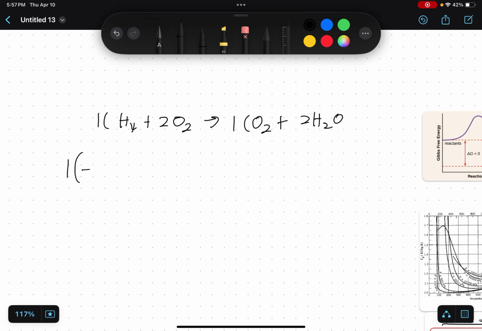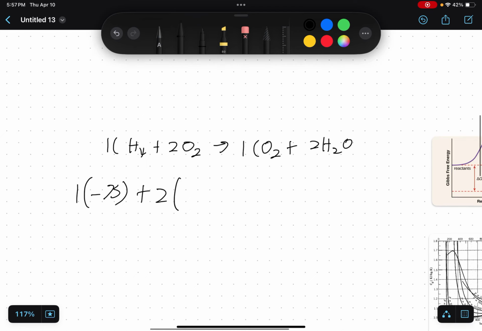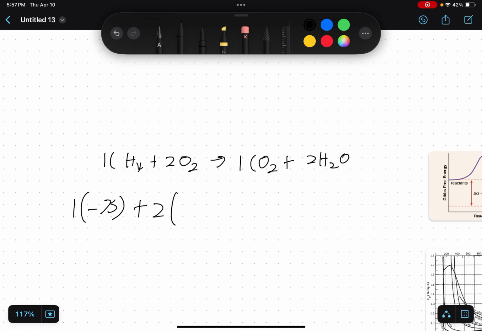So 1 times negative 75 plus 2 times, all right, diatomic molecules, I think that's the right word, like O2, H2, N2, etc. All of those have an enthalpy of formation equal to 0. So this is 0.